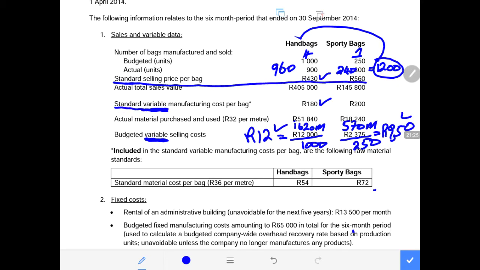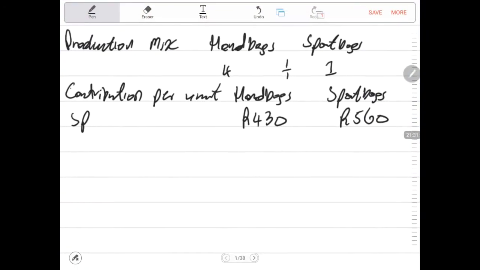We less our standard variable manufacturing cost, 180 and 200. Standard variable manufacturing overhead cost, which is 180. I want to be very clear. Less variable cost, which is standard variable manufacturing overhead cost. Please write the full name, not the abbreviation as I do. Then here we have 200.